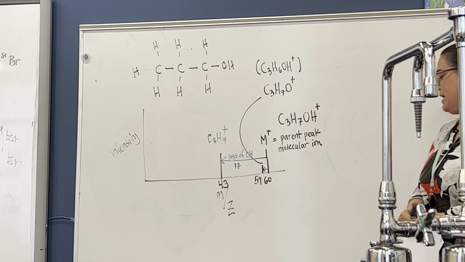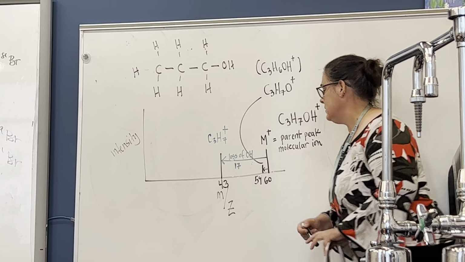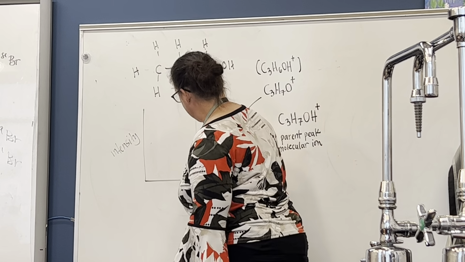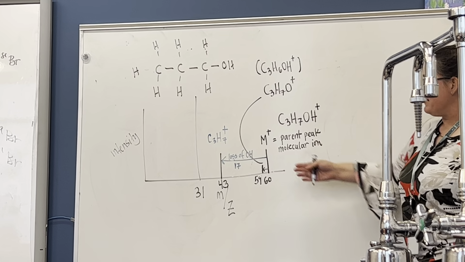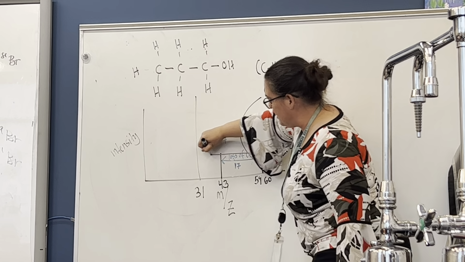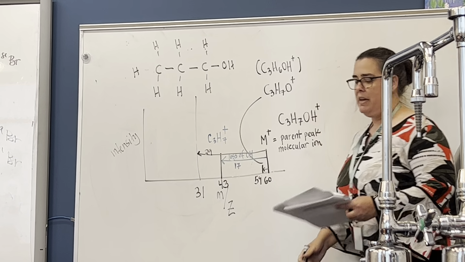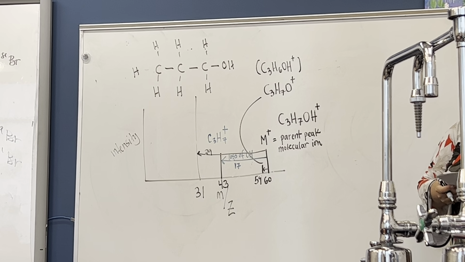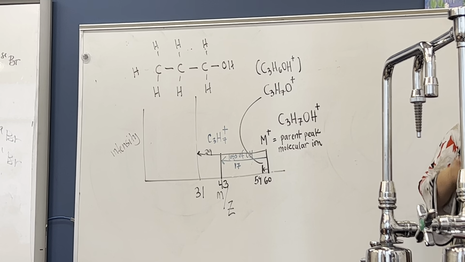The next peak that I observe in my spectrum happens around 31. Quite tall. Again, this is not a sequential process. I have another molecule that has fragmented. This molecule has lost 29. If a molecule loses 29, the table, my data booklet, tells me that it lost what?